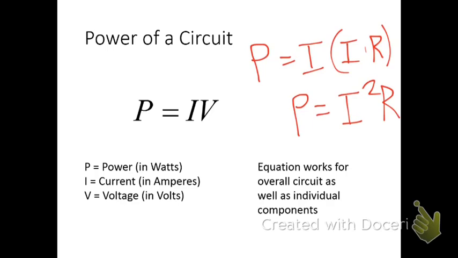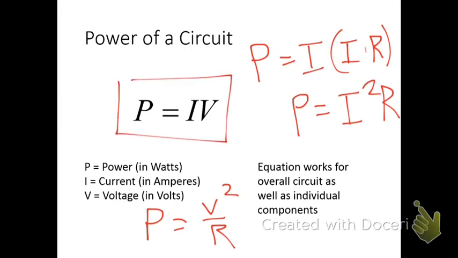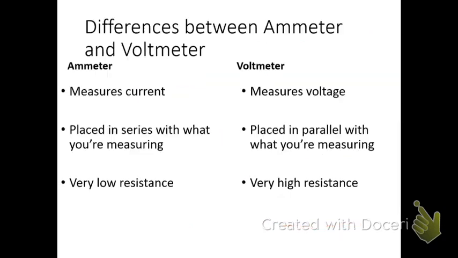Or, I could replace I with V over R, so then the power would be V squared over R. However way you want to slice it, it all comes back to current times voltage. Similarly, this equation works for the overall circuit as well as its individual components. Power is going to be measured in watts, current in amperes, and voltage in volts.